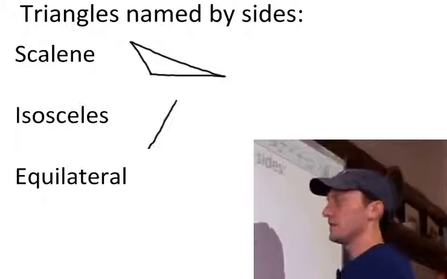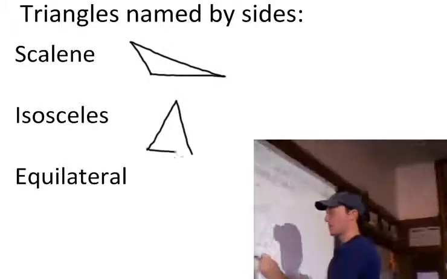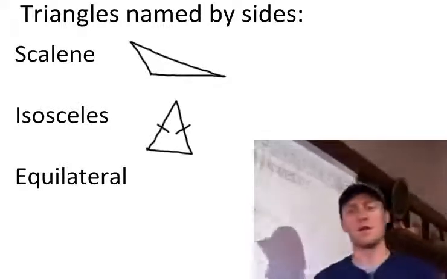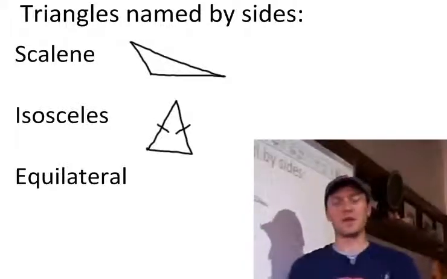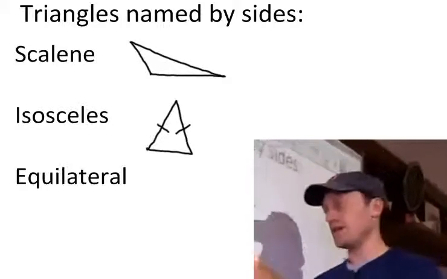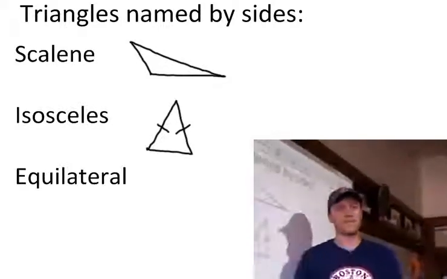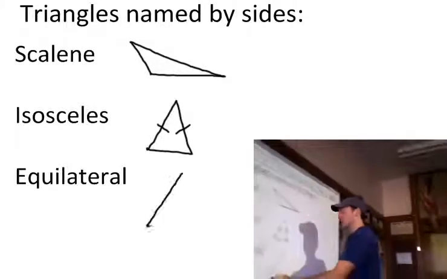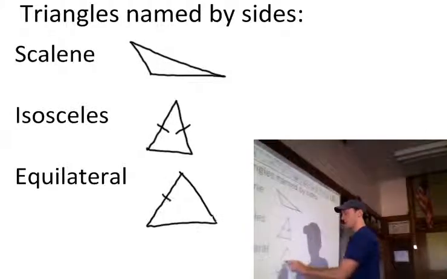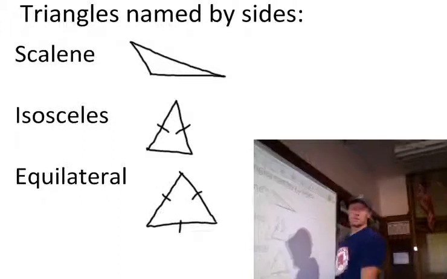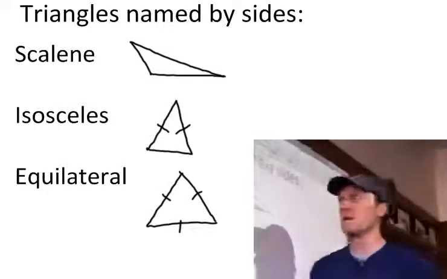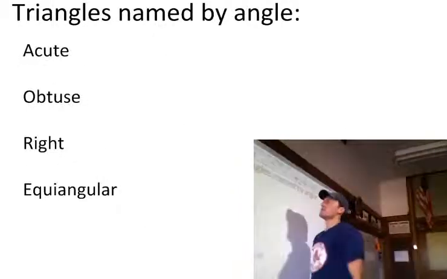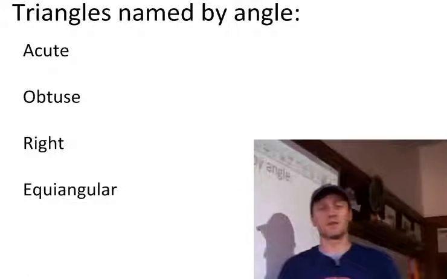Isosceles, you've got two congruent sides. And those hash marks that I put on there are for a reason. They mean that those are congruent. So this one side is congruent to the other side. And then equilateral, you've got all three sides congruent. Okay, so that's when you name triangles by their sides.